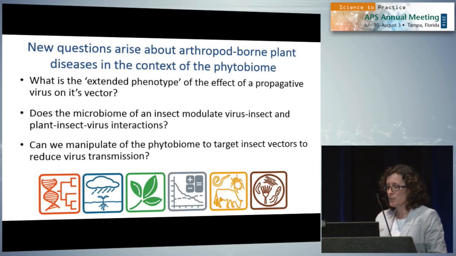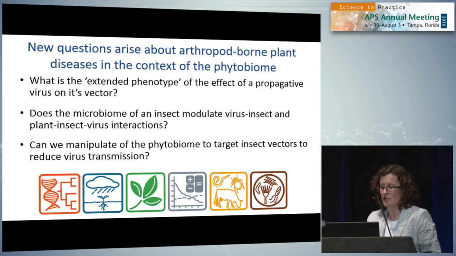And then also important questions for vector biologists are how does the microbiome of the insect modulate the virus-vector interaction? And if we can identify those microbial components, can we manipulate the phytobiome to target insect vectors to reduce transmission? Some strategies that we could steal from the animal system would be like using Wolbachia to reduce vector competence. Those strategies are actually being used in the field now.